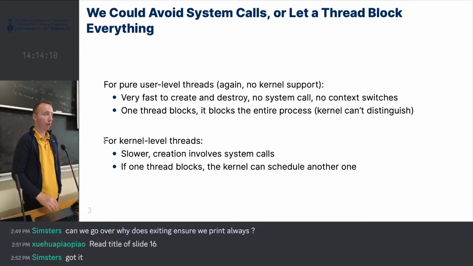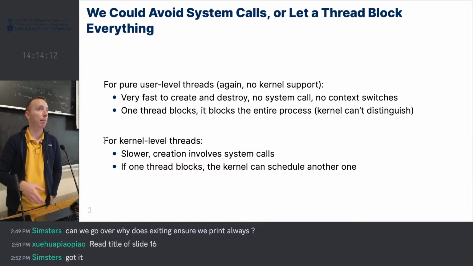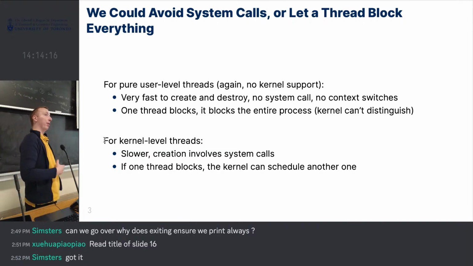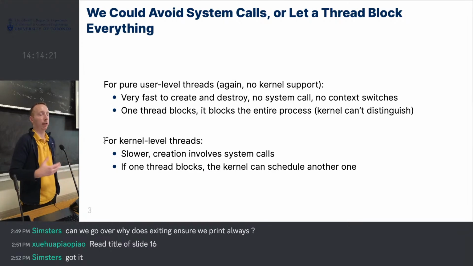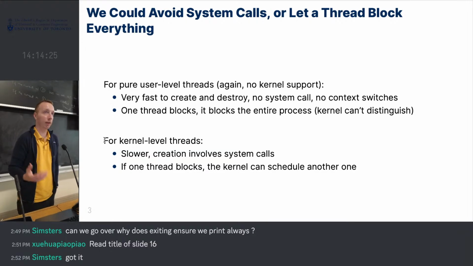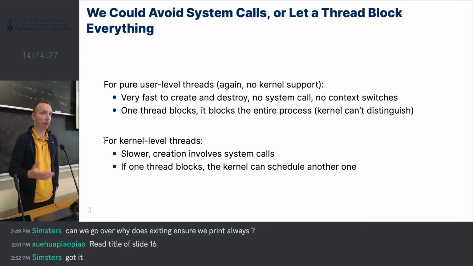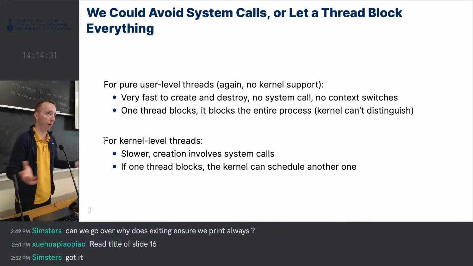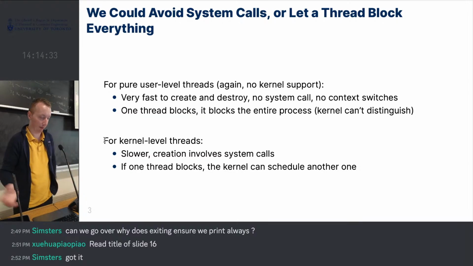Kernel level threads are slower to create because they necessitate a system call. But the nice thing about kernel level threads is that the kernel knows about them. So if you have 8 threads in your process and one of them does a sleep or blocks, that doesn't affect any other thread. The other 7 threads can go ahead and still execute. The kernel could even run them in parallel if you had enough resources.